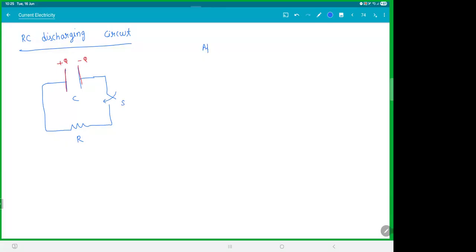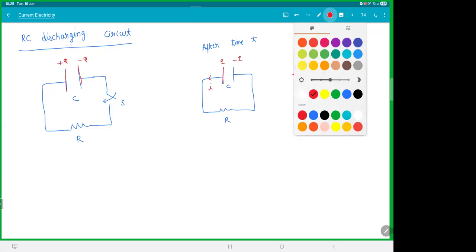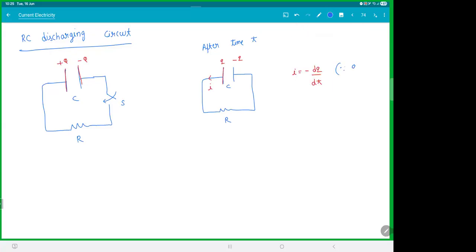Again, after time t, let the charge on the capacitor become small q. Let the current be I. Now here you have to be careful. I is minus dq by dt because q is decreasing. If the charge enters a plate, the charge will increase. If the charge leaves a plate, the charge will decrease. Because if you remember the definition of current, it is the rate of flow of charge to a system. If the charge is coming out of the system, you're decreasing.